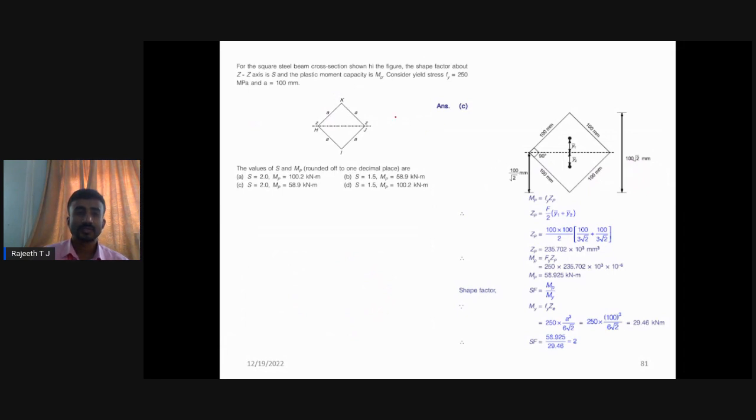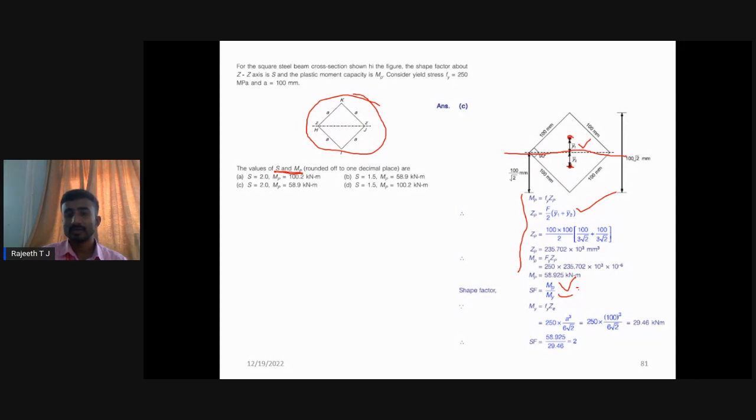Again, this is also a question based on the calculation of the S value and Mp value. S is nothing but the shape factor. We know how to calculate the shape factor: Mp by My, or Zp by Zy. We just need to calculate Zp first. We know Zp is half area into y1 bar plus y2 bar. On this line we can divide equally, so this is y1 bar and this is y2 bar.